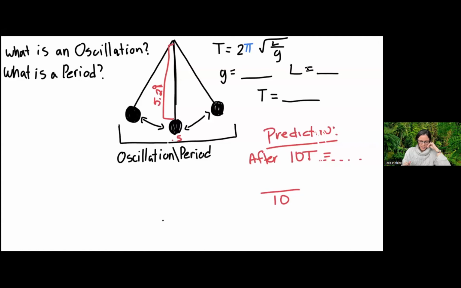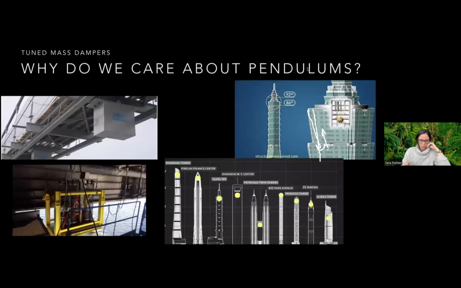Okay. Why care? Before breakout rooms, why do we care about pendulums? What are some of the things? Stabilization. Yeah, stabilization. They can help buildings not sway. Who wants to talk about that? That's right, tuned mass dampers.